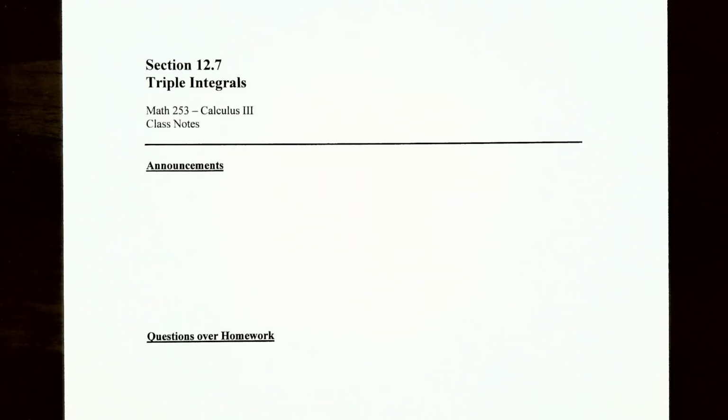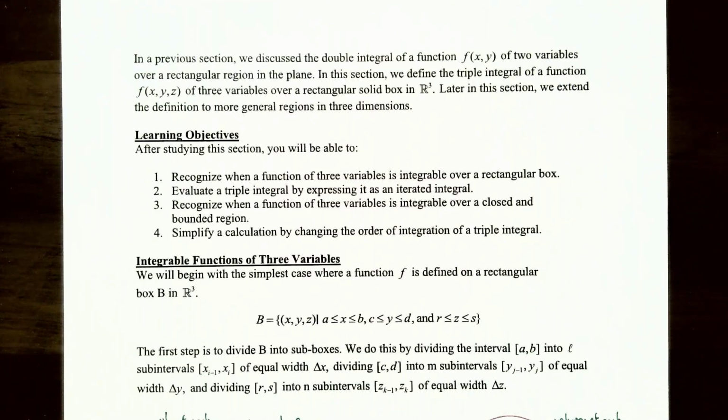In this video we're going to talk about triple integrals. So in a previous section we talked about how to calculate the double integral for a function of two variables over a rectangular region in the plane. In this video we're going to talk about how to calculate the triple integral for a function of three variables, x, y, z, over a rectangular solid box in three-dimensional space.